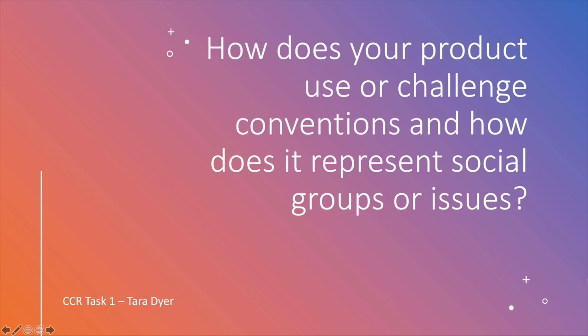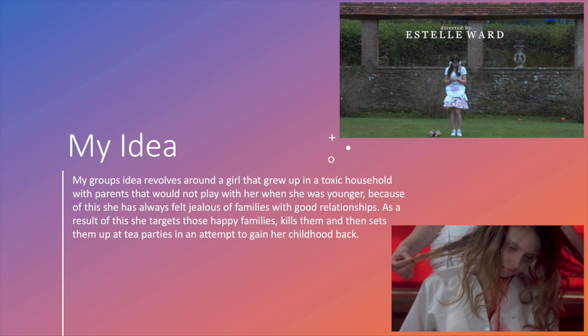How does your product use or challenge conventions, and how does it represent social groups or issues? My group's idea revolves around a girl that grew up in a toxic household with parents that would not play with her when she was younger. Because of this, she's always felt jealous of families with good relationships. As a result, she targets those happy families, kills them, and then sets them up at tea parties in an attempt to regain her childhood back.